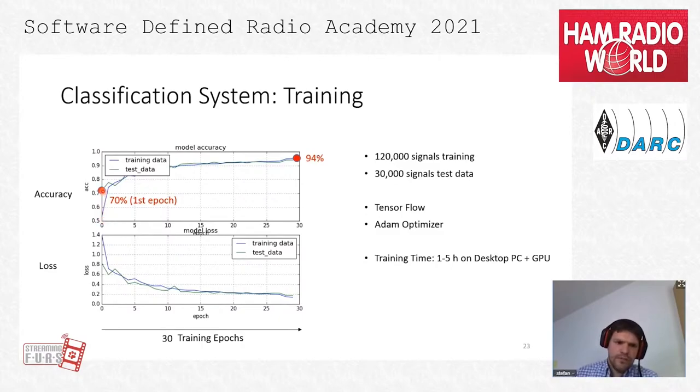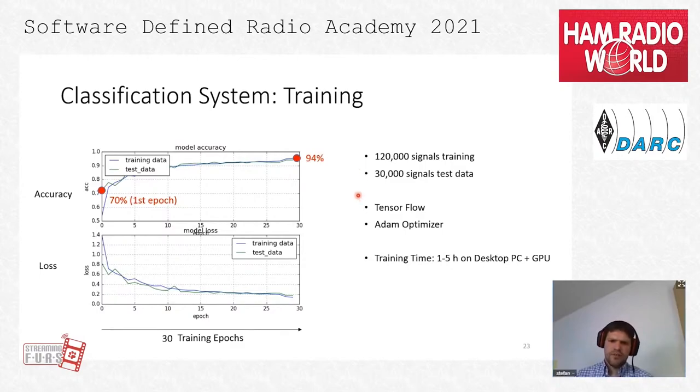You can already see after one epoch, so one epoch means every data has been fed into the training algorithm once, that the accuracy is at 70%, which is very good. Because if you choose randomly among the 18 modes, you would come up with 5.6% accuracy. So already after one epoch, the network has learned a lot to distinguish between these 18 modes. And then after 30 epochs, you come up with an accuracy, for example here, of 94%, which is a pretty good value.